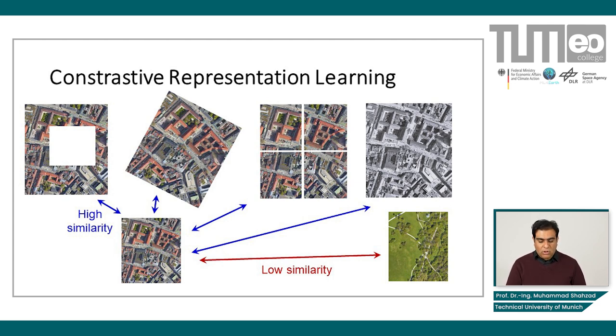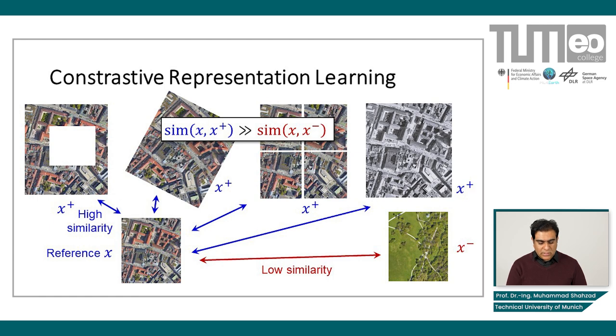So the idea is all these augmented images should have high similarity with your original image, which we could also call the reference image. And it should have very low similarity to a completely different image, which is not an augmented one of the same image. For example, in this image below, we could say X is the reference image, and all the plus signs, X plus, X plus, X plus, X plus, are the augmented images. So the similarity of X and X plus should be much higher than the similarity of X and X minus. Minus means the completely different image. So this is the whole idea of contrastive representation learning.